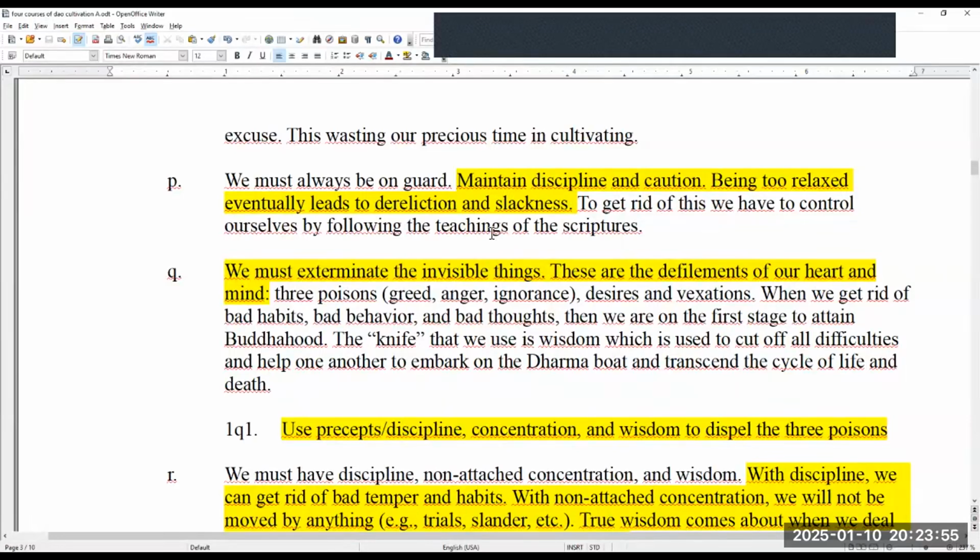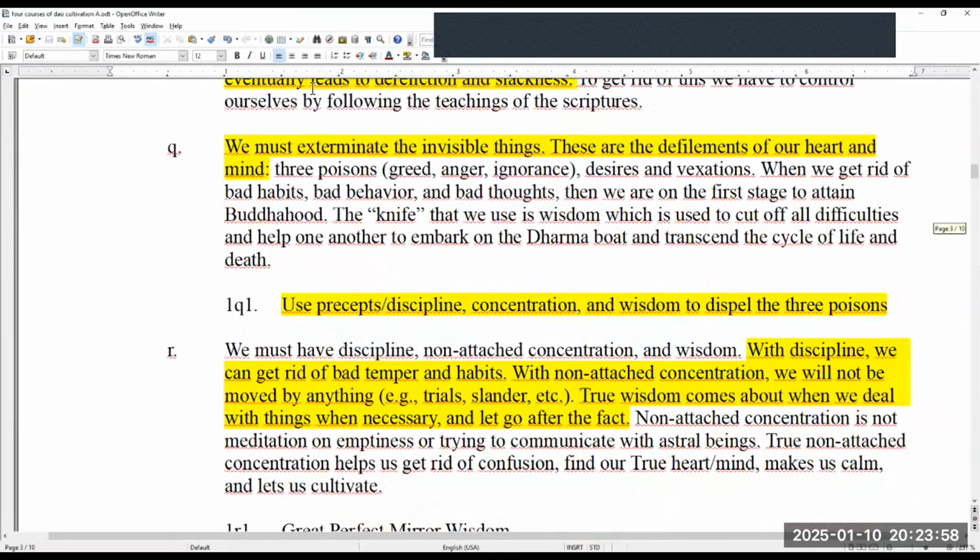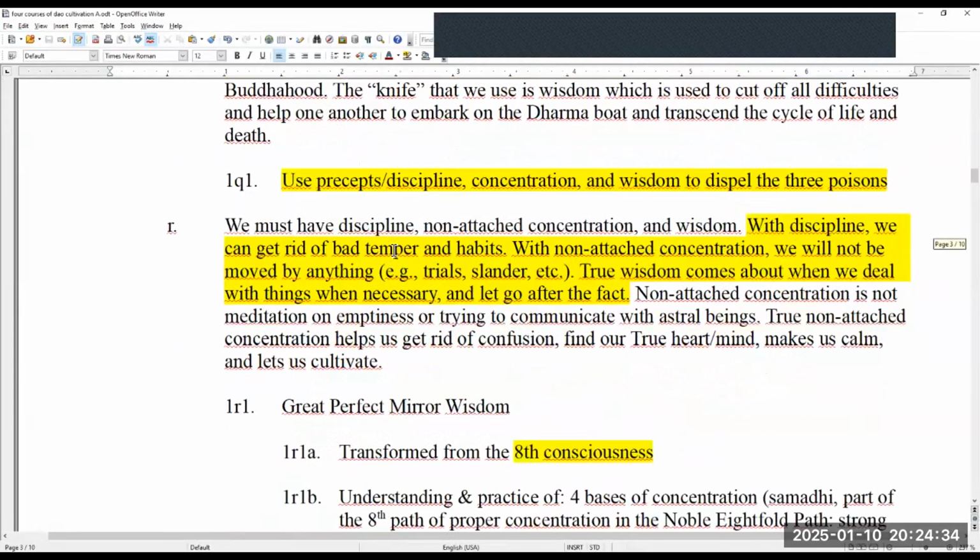And then, of course, we must exterminate these invisible things. These are the defilements of our heart and mind. Basically it talks about the baggage that we have collected, so to speak: the three poisons, bad behavior, bad thoughts. So in order to do that, we have to maintain our vigilance. And he talks about a knife, which is like the wisdom that you use to cut off or remove the difficulties, so that we can transcend the cycle of life and death.